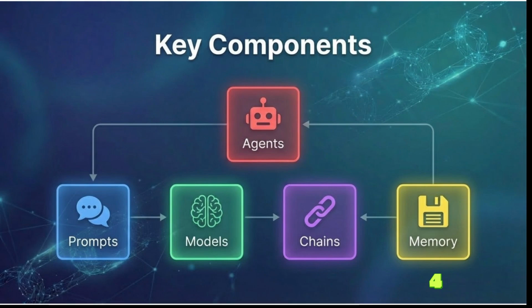And the other component is memory. It helps the AI remember past conversations and context. And agents, the last important component. These use an LLM as their brain to decide what to do next. They are incredibly powerful for dynamic and goal-oriented artificial intelligence.